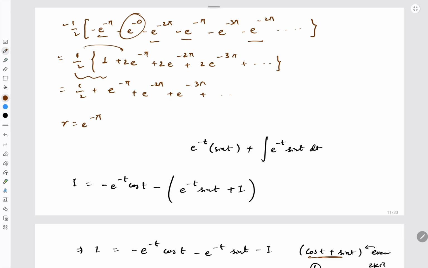So how to find the sum of the geometric series? We know it is a divided by 1 minus r. So this is equal to 1 by 2 plus, where a is e power minus pi, divided by 1 minus r. 1 minus r is e power minus pi.